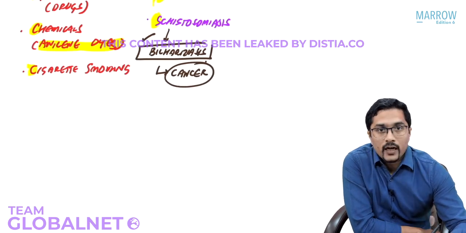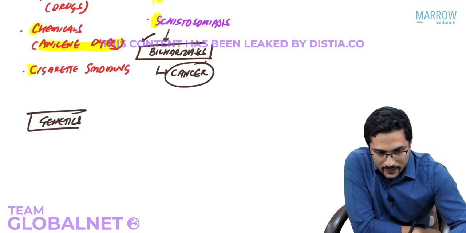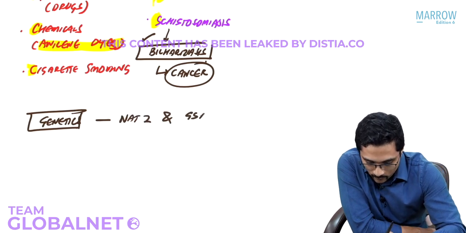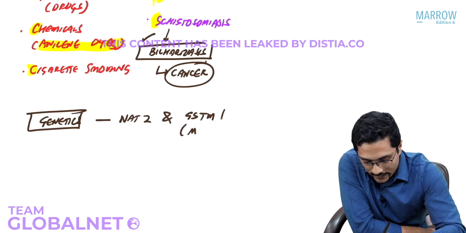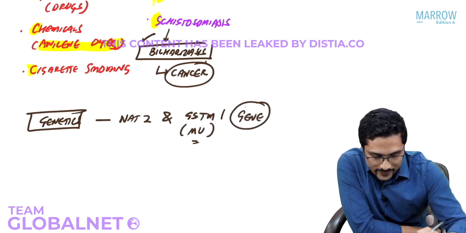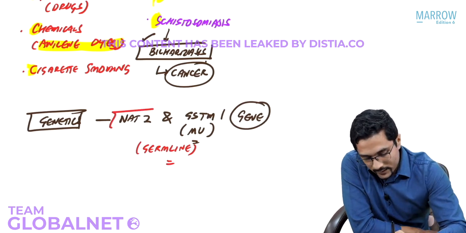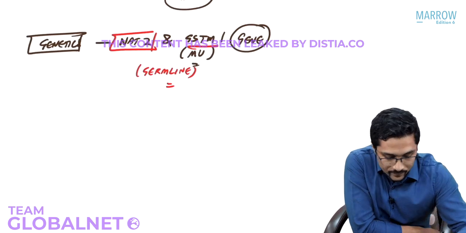A couple of words regarding the genetics revolving bladder cancer. This has been mentioned in Bailey. So the NAT2 gene and the GSTM1 gene, also known as the mu gene, these are the genes which are implicated in germline bladder cancers. These are the genes mentioned in Bailey. You should remember the names of these 2 genes as well.